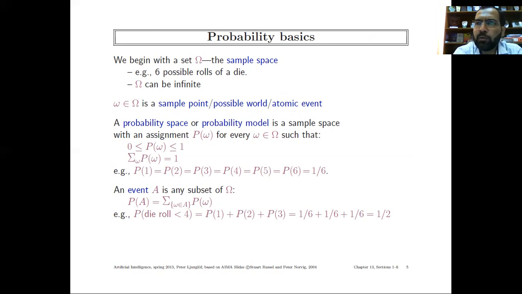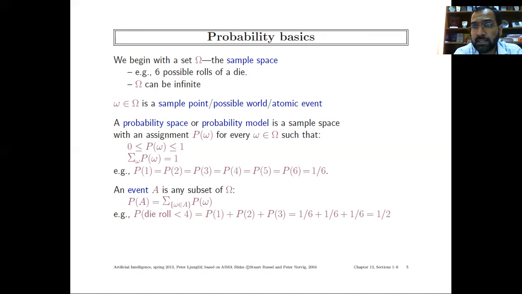Here are some probability basics, and I realize that you people already have that knowledge. Just for your revision, we begin with the set sigma, the sample space. Let's suppose we're talking about a die. There are 6 possible outcomes of a die. That is our sigma in that case. W belonging to sigma is the sample point, possible world, atomic event. What is a possible world scenario? Let's suppose I ask you to toss a coin. If you toss a coin, there are 2 possibilities: one is head, the other is tail. So you can say, sir, there are 2 possible worlds, either head or tail. And if I ask you to toss 2 coins together, what are the possible worlds? Then you will reply that there are 4 possible worlds.